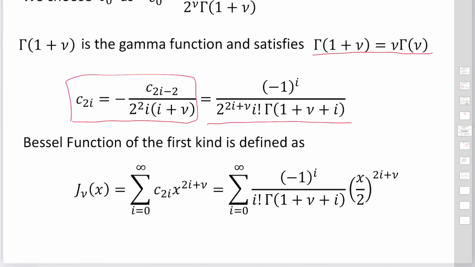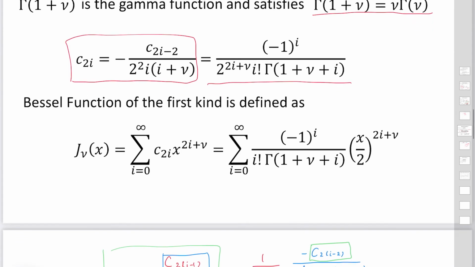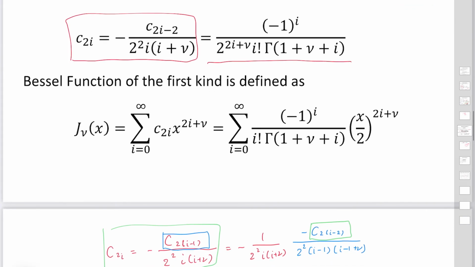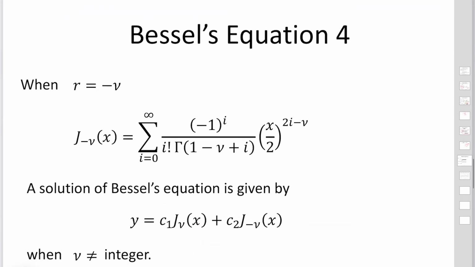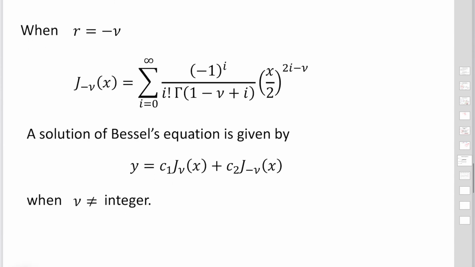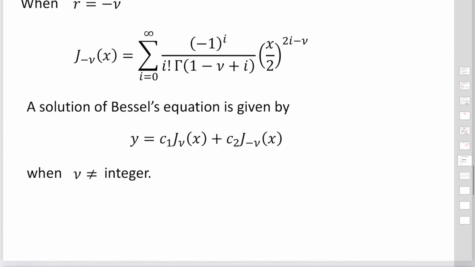So the Bessel function, the solution of Bessel's equation of the first kind, is defined by substituting this C sub 2i into the power series solution. So J sub nu, the Bessel function, is given by these relations. Then when r equals minus nu, we can use the same technique to find the expression of J sub minus nu, which is expressed like this. The general solution of Bessel's equation is given by the sum of the two functions J sub nu and J sub minus nu, multiplied by c sub 1 and c sub 2 respectively. So this is a general solution.